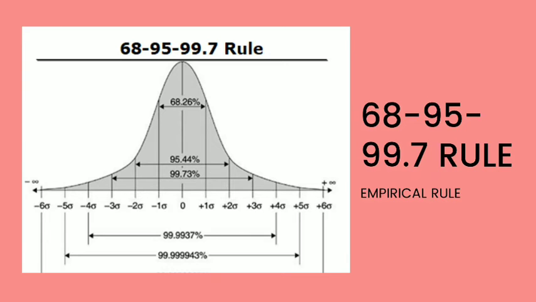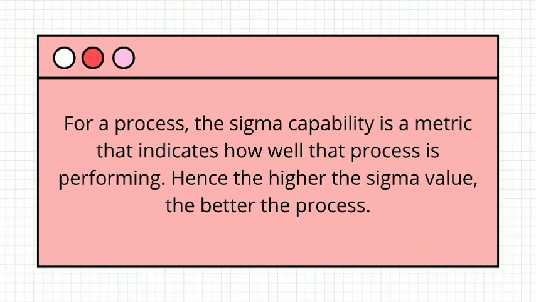The 6 refers to the ability to fit the good outputs of the process within 6 standard deviations or sigmas. You can also think of it as a level of excellence that can be quantified and easily compared against other processes. If you get a 99.99% success rate, you have a Six Sigma process. For a process, the sigma capability is a metric that indicates how well that process is performing. Hence, the higher the sigma value, the better the process.